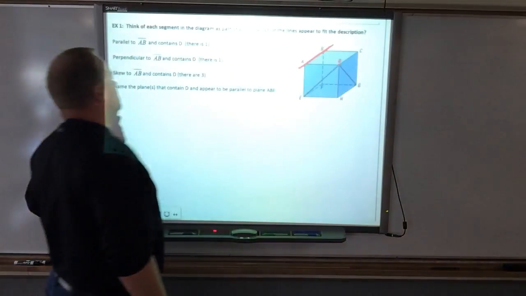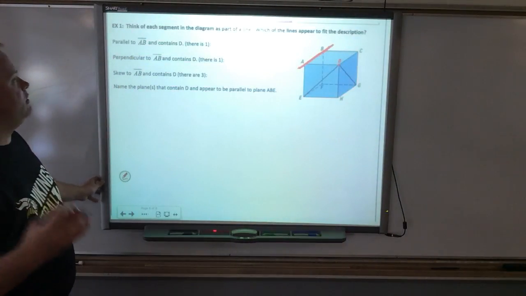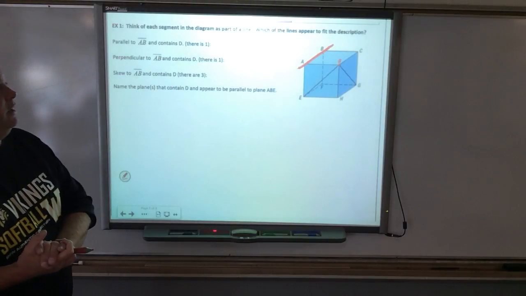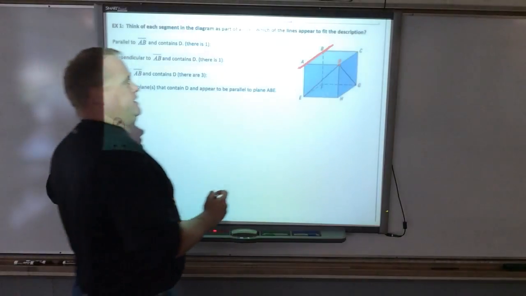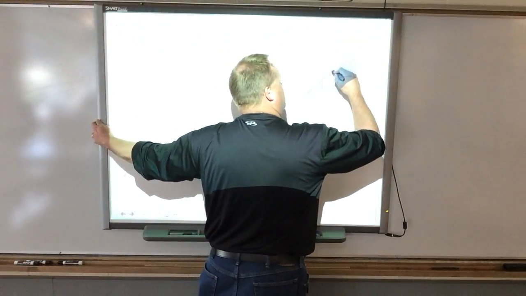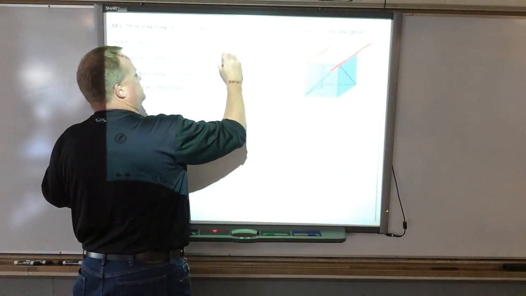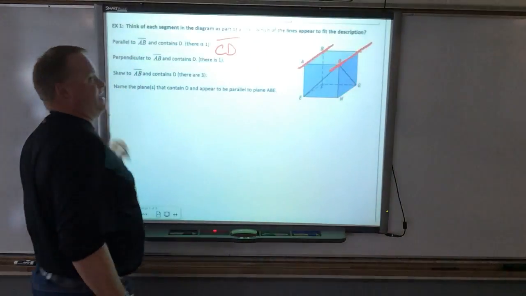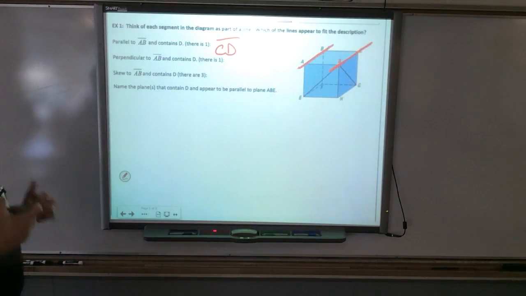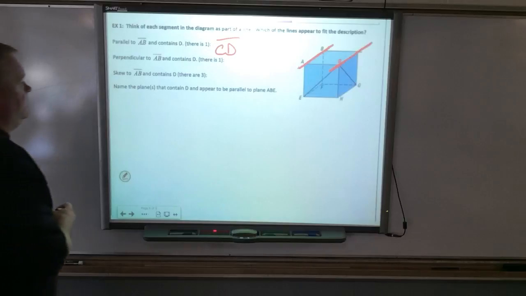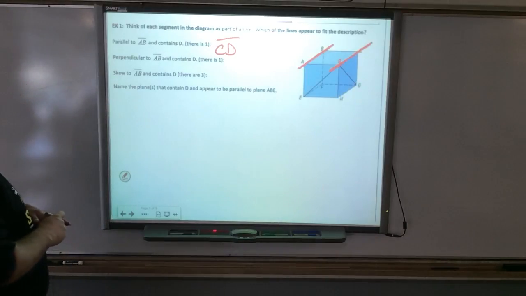It's right there. Now, I want to be parallel to that line segment, and I want to go through the point D. Well, this one to me is pretty easy. If I want to be parallel to it and I want to go through D, I'm going to go right through there. So line segment CD is going to be parallel to line segment AB going through the point D.